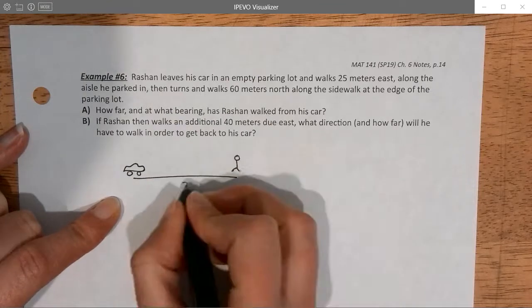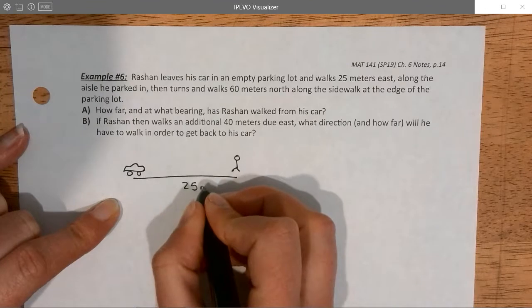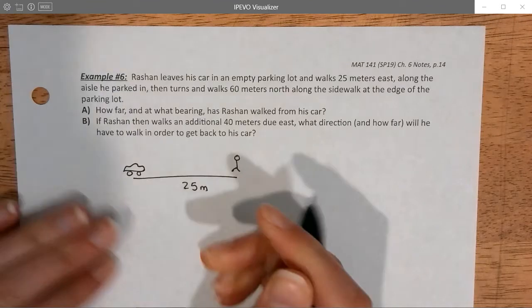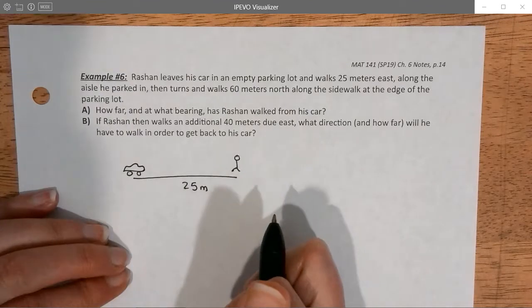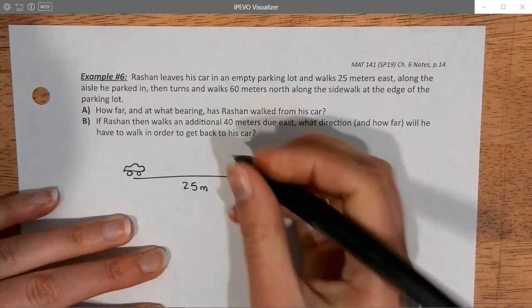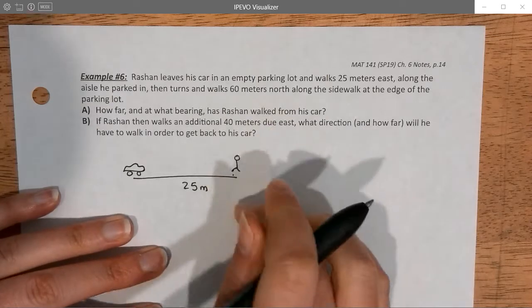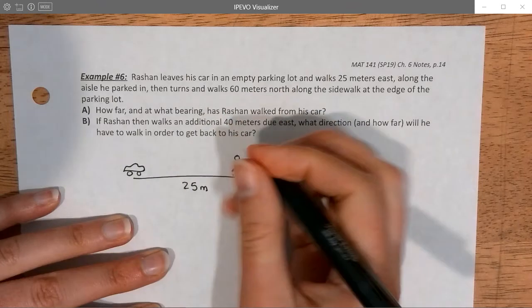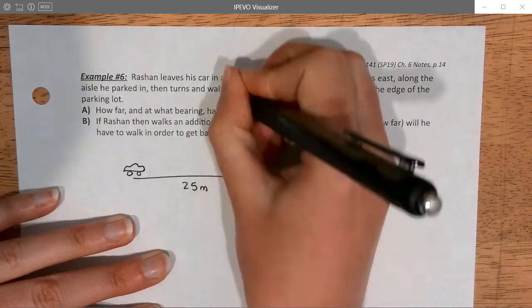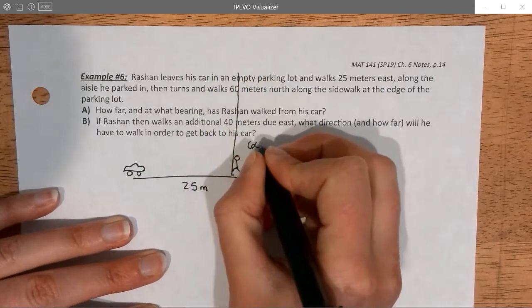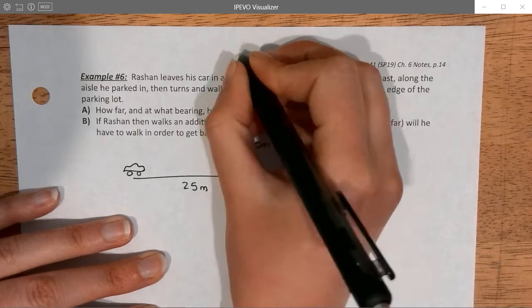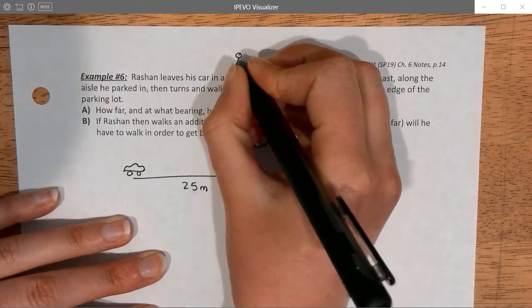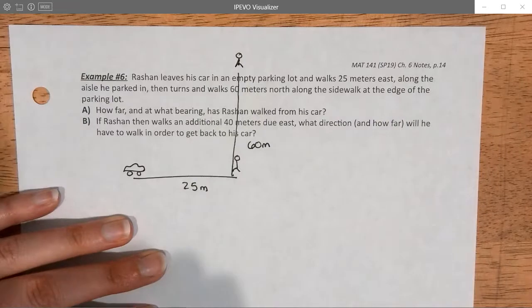Okay, so that's a distance of 25 meters along the aisle he parked in. Then he turns and walks 60 meters. I didn't plan my picture well because I thought he was going to walk south. He walked north. I have to draw up. Okay, so that's 60 meters. He went north. So now he's up here, at the edge of the parking lot.